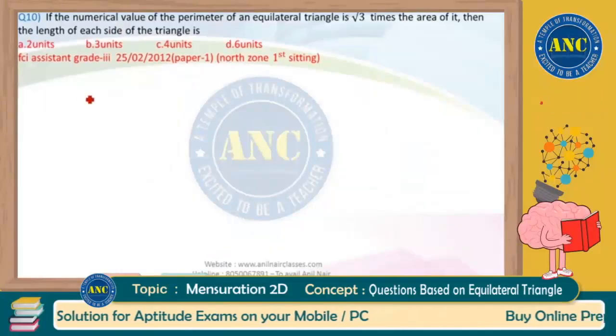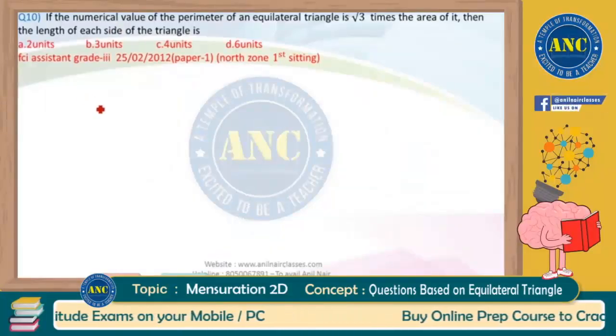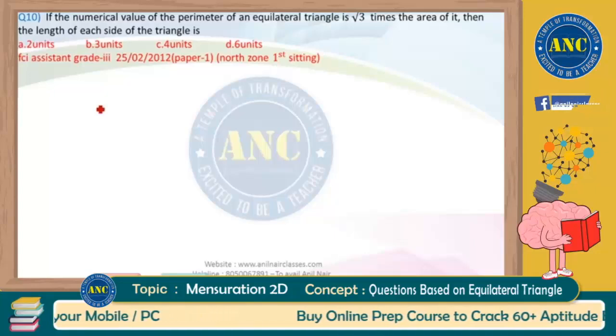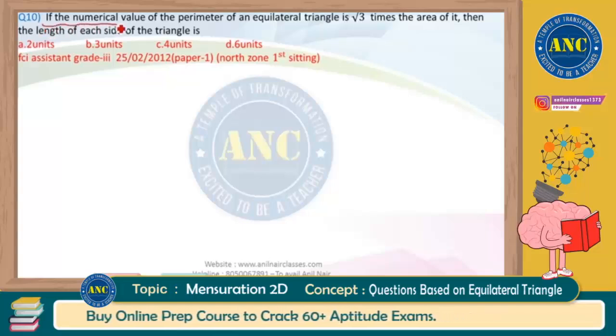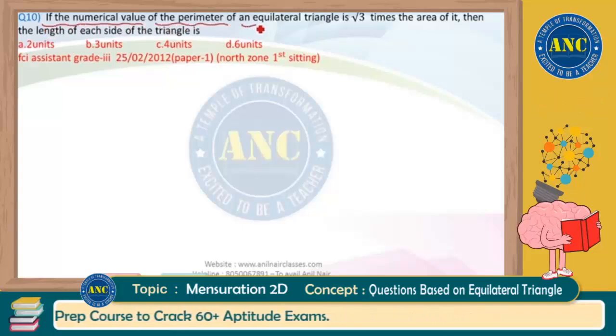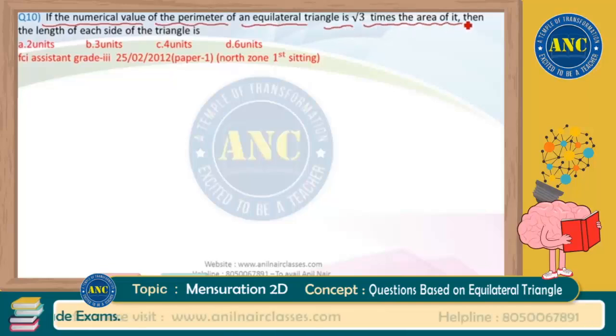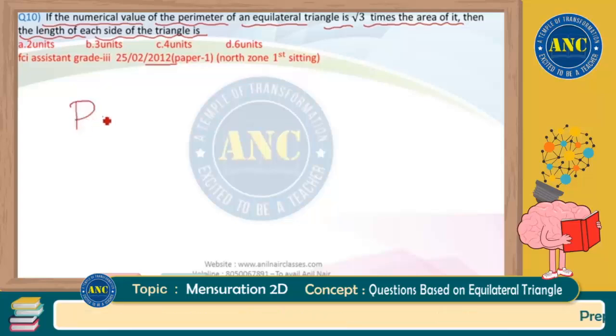Next question. See this question, sir. Your 10th question in the equilateral triangle says that if the numerical value of perimeter of an equilateral triangle is root 3 times the area of it, then the length of each side of that equilateral triangle is how much? Original question in 2012.